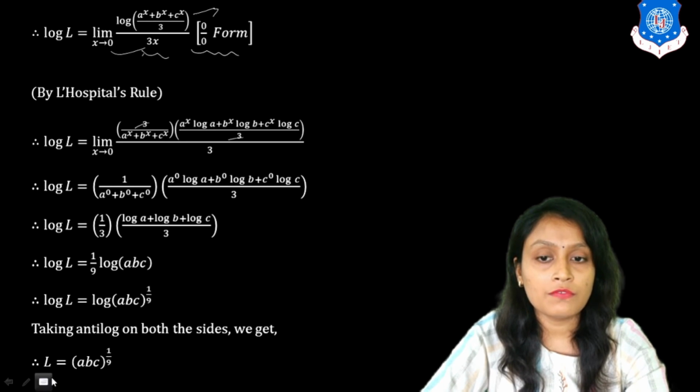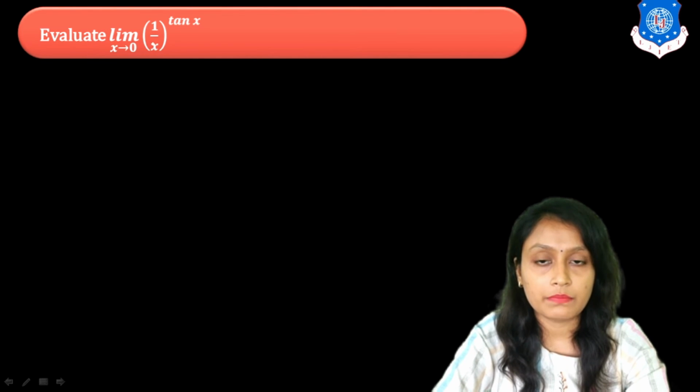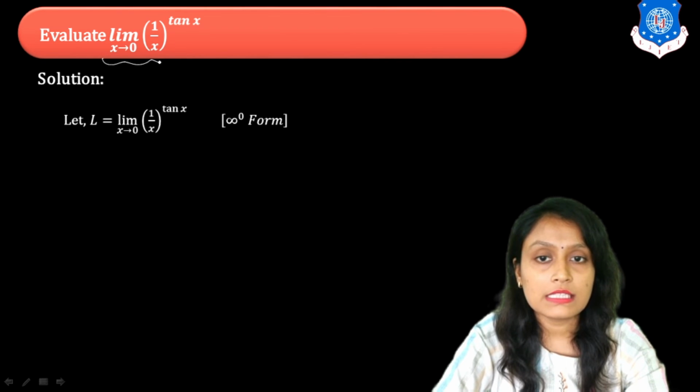Okay, so this is what we want to prove. Now let's begin with another example. Limit x tends to 0 of (1 upon x) raised to tan x. So consider this limit as L. And if you substitute x is equal to 0, 1 upon 0 is infinite, and tan 0 is 0, so you will get the form infinite raised to 0.